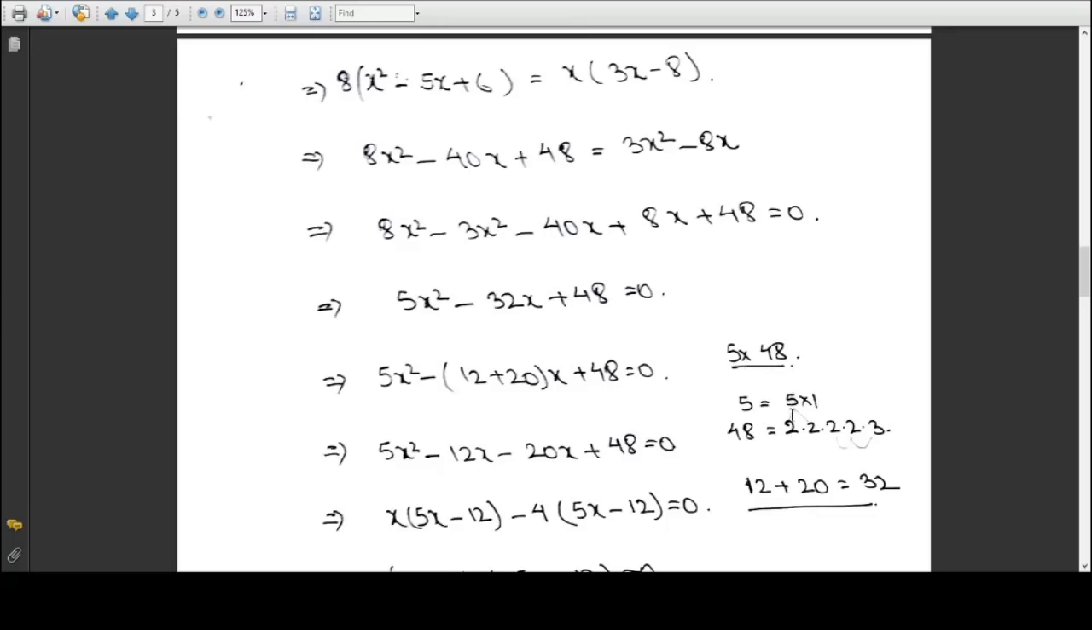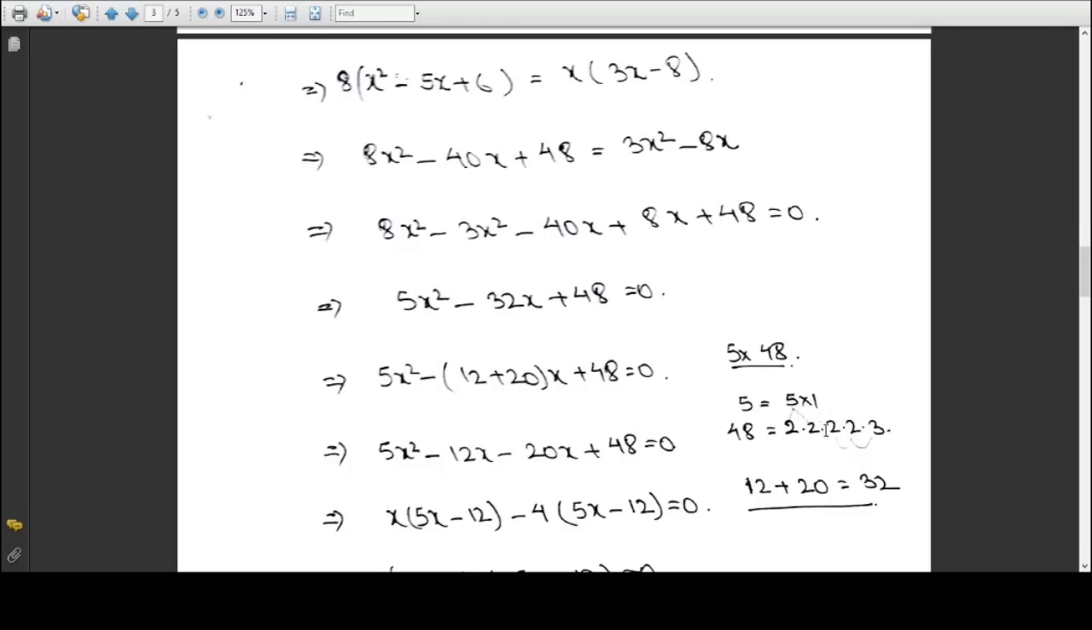The factors of 48 are how much? 2, 2, 2, 2, 3. You do the actual method for finding the factors, and you will get this because 2 2s are 4, 4 2s are 8, 8 2s are 16, and 16 multiply 3 is 48. These are the factors of 48. Now from among these factors you find a group in such a way that if you add, you will get 32.